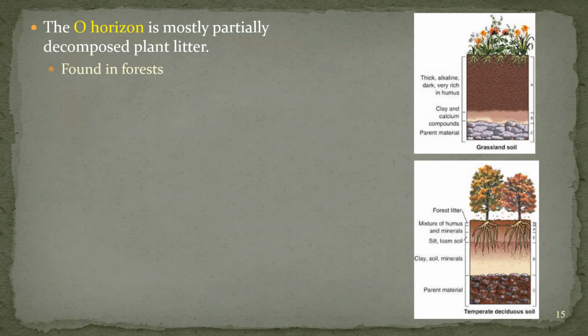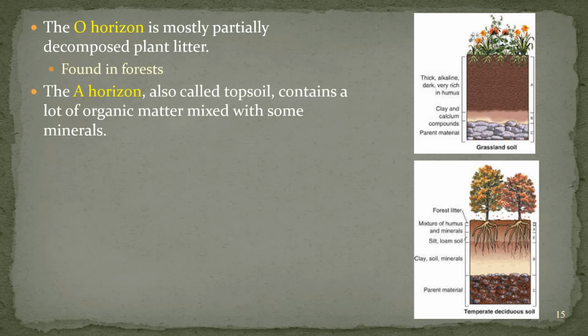The O horizon is basically partially decomposed matter. We find this in forests. The A horizon is where all of our money is, okay? This topsoil contains a lot of organic matter mixed with some minerals. It's very important. Grasslands have the largest, deepest, most productive A horizon of any other soil.